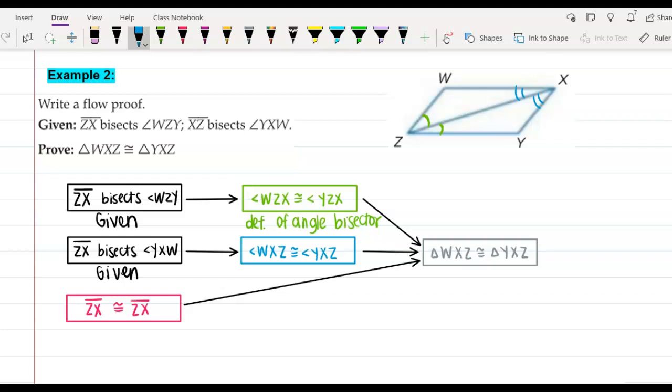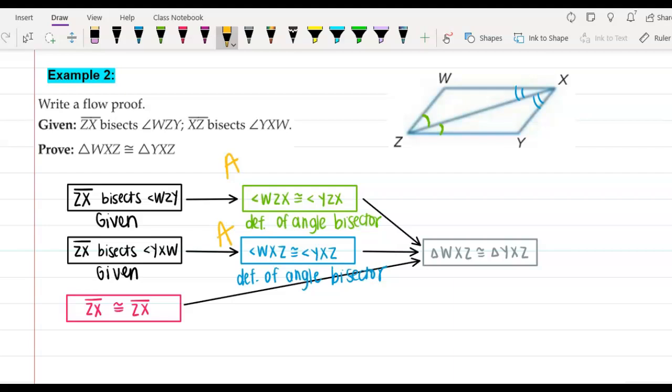So again, we have a segment bisecting an angle, so this would be the definition of angle bisector. Okay, so the green one gave us an angle, the blue one gave us an angle. Now let's figure out the pink one.